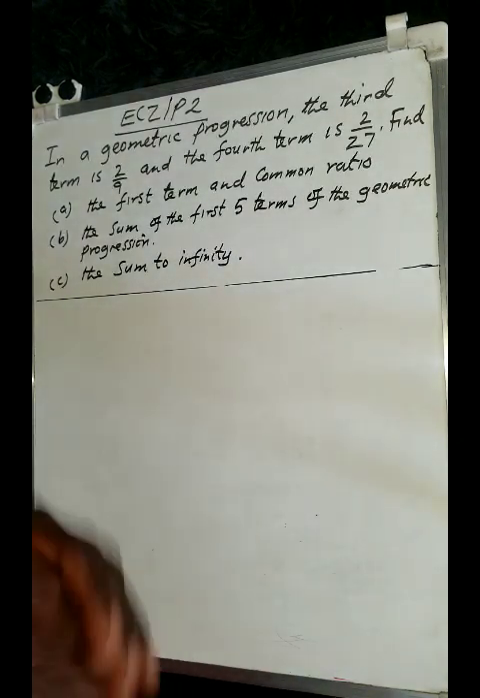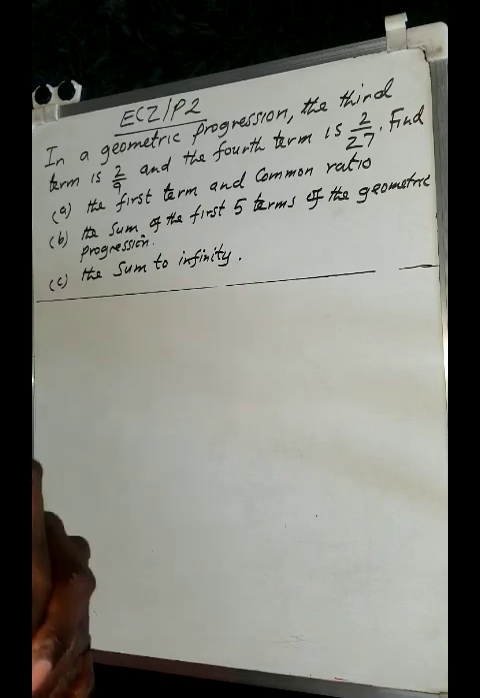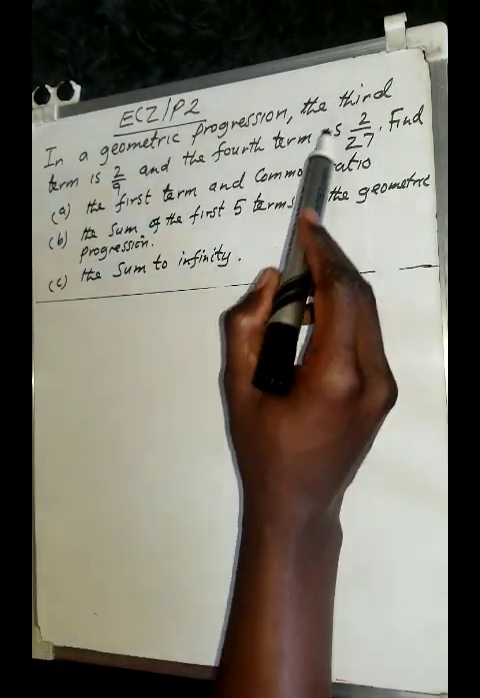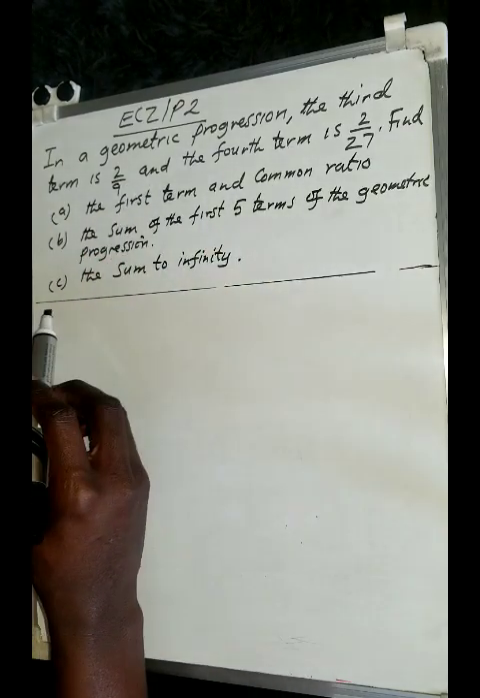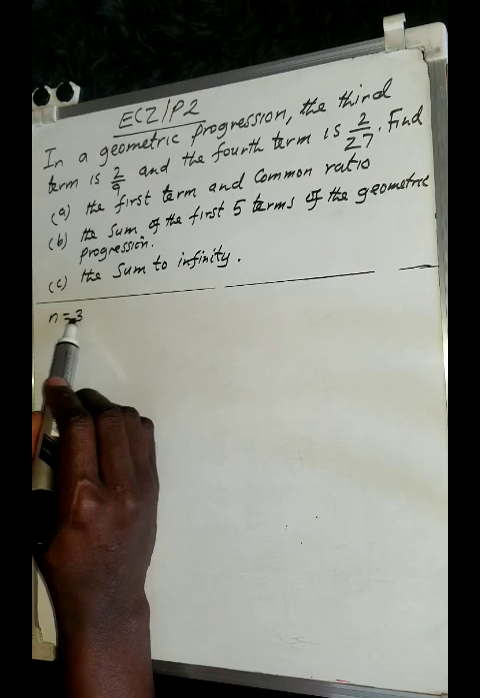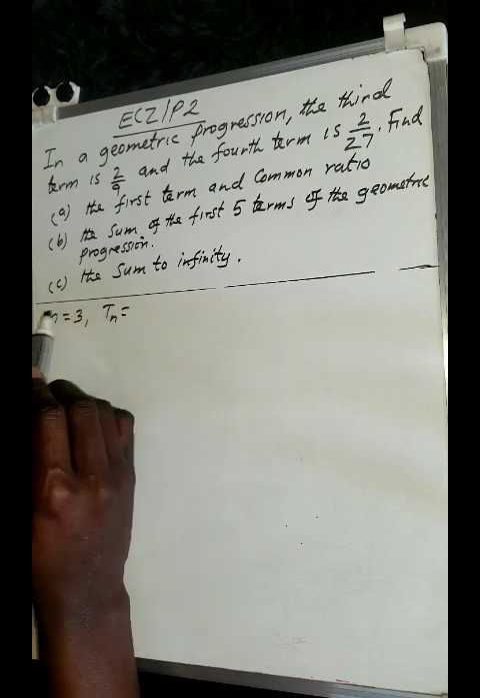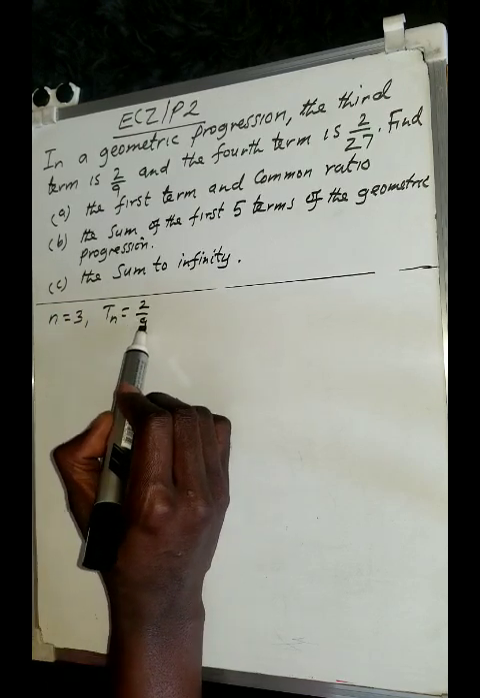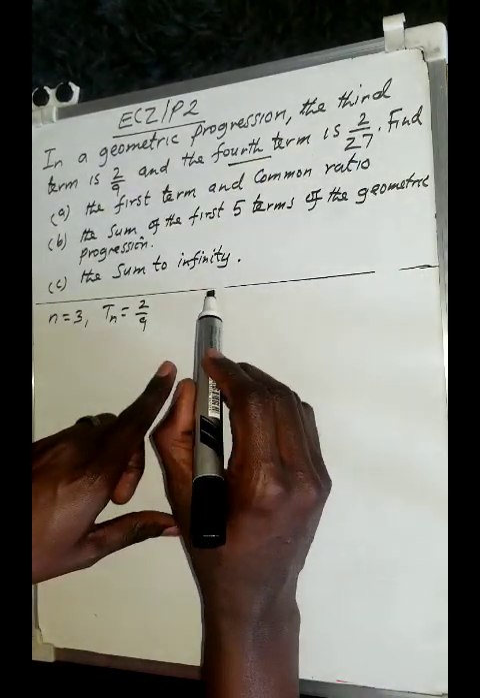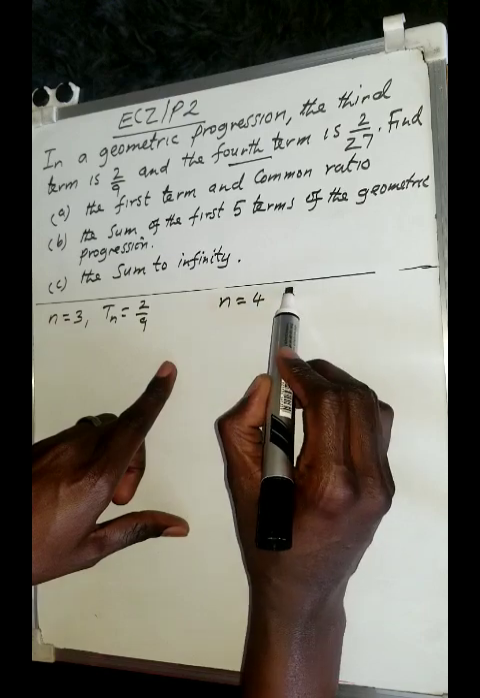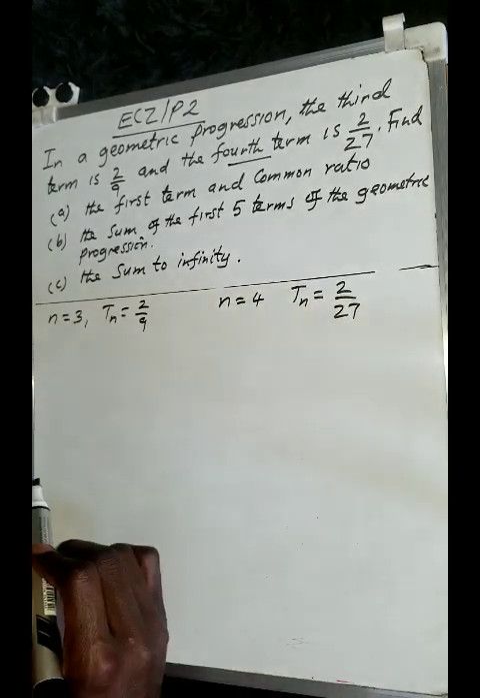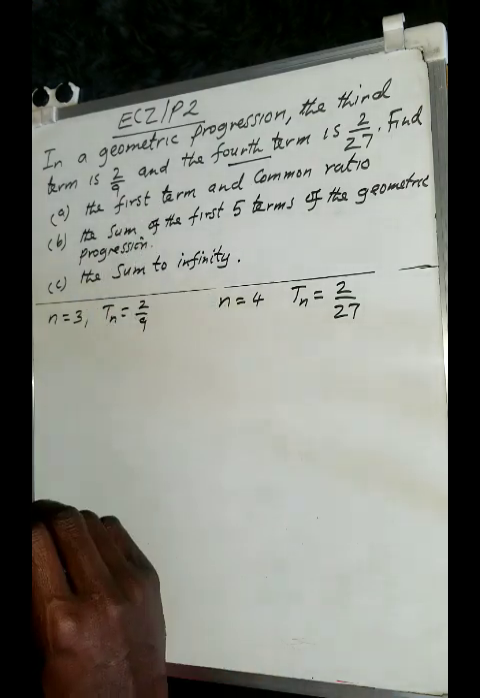So we look at another sample question on geometric progression. This also came in the ECZ exam. It says in a geometric progression, the third term is 2/9. Remember what we said, meaning that when n is equal to 3, the term in the third position is 2/9. And the fourth term is 2/27, meaning that when n is equal to 4, the term in the fourth position is simply 2/27. Then they tell you to find the first term and the common ratio.